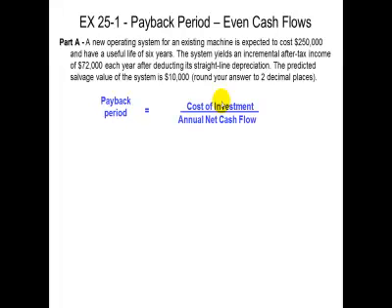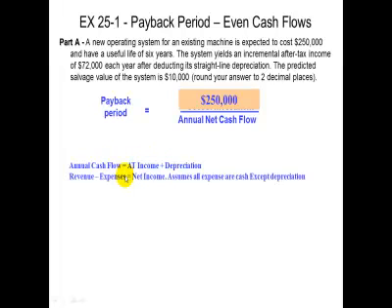Payback period is the cost of the investment divided by the annual net cash flow. So our cost of our investment is $250,000, and now we've got to find out what the annual net cash flow is. Annual net cash flow is after-tax income plus depreciation. Because depreciation is a non-cash item included in this after-tax income, if you add it back, you'll get the true annual cash flow.